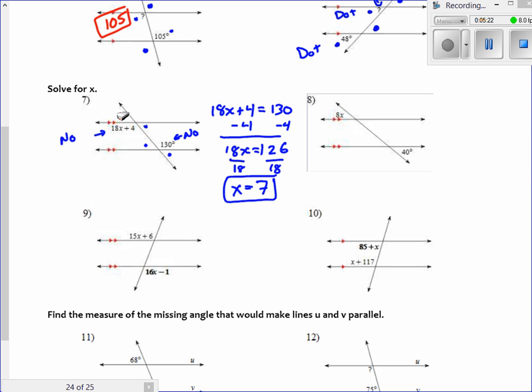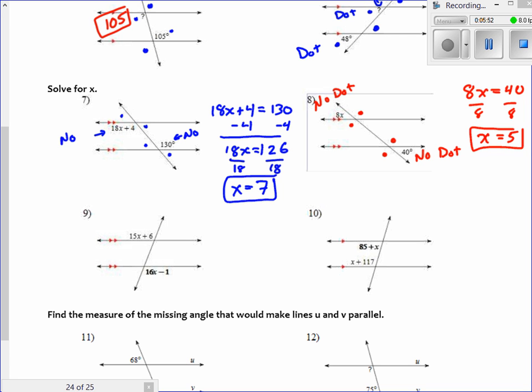Look at number 8. I'll put my dots in that set of vertical angles, which means when I come to the bottom set, I'm here. So 8x doesn't have a dot. There's no dot on the 8x. The 40 has no dot. And since I'm comparing a no dot to a no dot, that tells me to set these two things equal. So in other words, 8x equals 40. Pretty straightforward algebra. Divide both sides by 8. X equals 5.